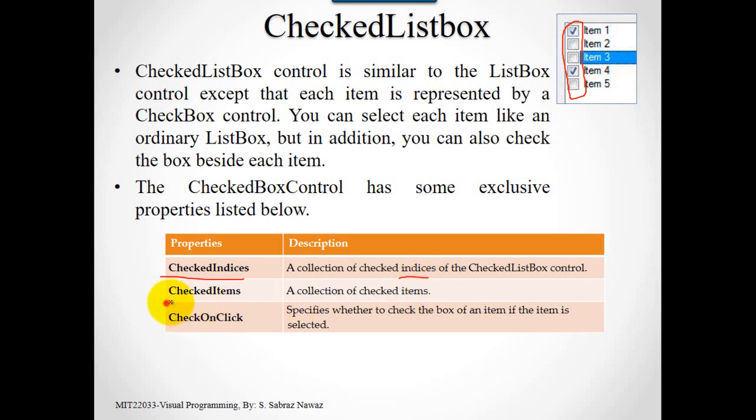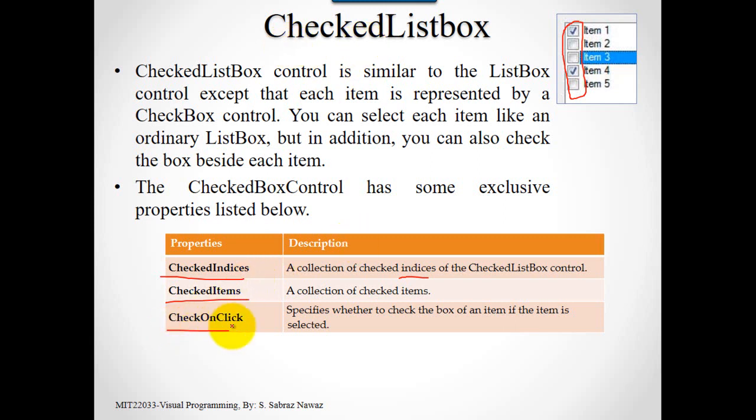The other one is checked items. Previously it was selected items in our ordinary list box. Here we use checked items. The third one is check on click. These are the most important properties for the checked list box.